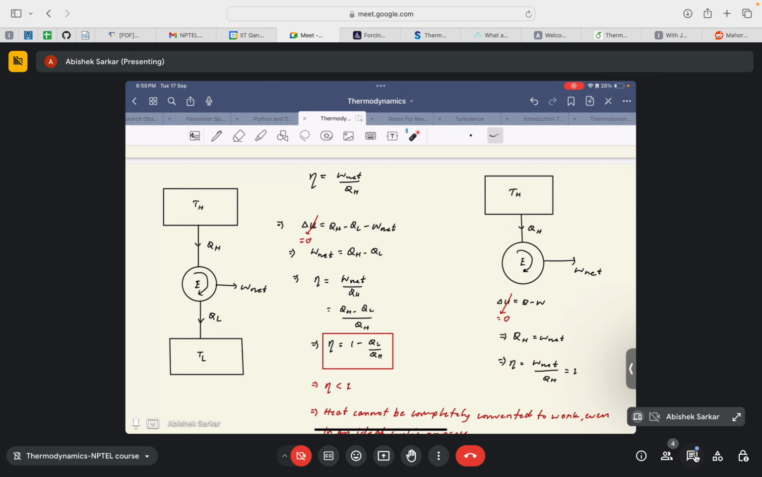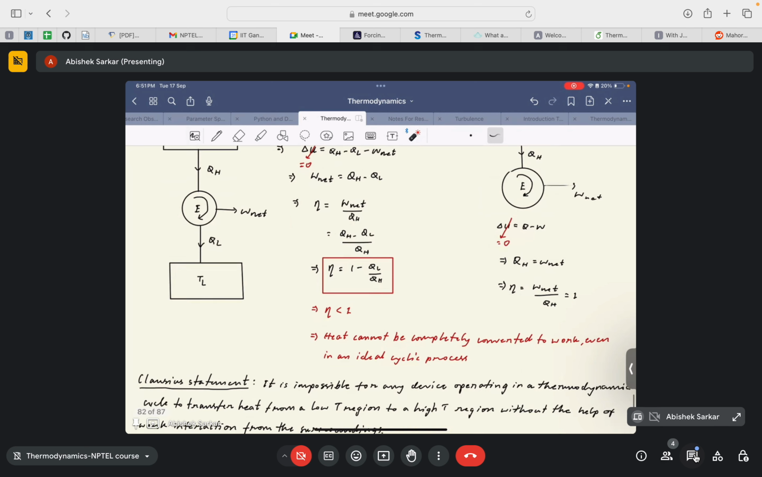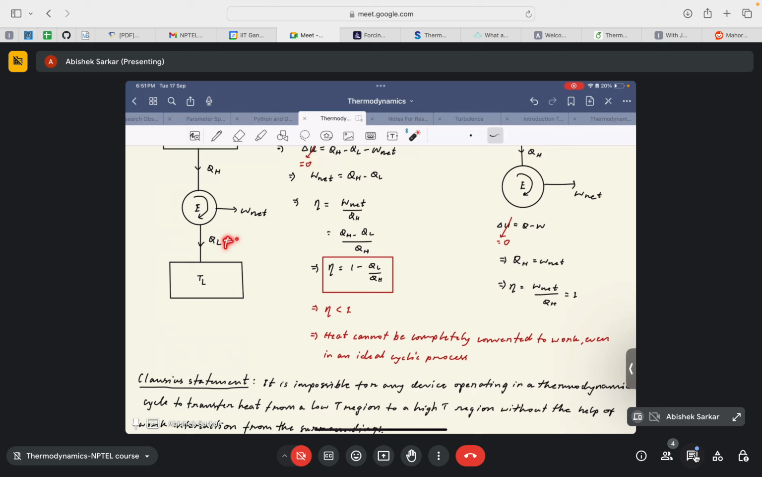In the case of a real world scenario where a heat engine interacts with two thermal reservoirs, again from the first law, delta U is QH minus QL minus W net. So this is net heat interaction and not net work interaction. Delta U is again 0 because it works in a cycle. Then W net is QH minus QL. So eta would be W net by QH, or QH minus QL by QH, or eta is 1 minus QL by QH. Since QL is not equal to 0, we will have eta always less than 1. This implies that heat cannot be completely converted into work even in an ideal cyclic process.